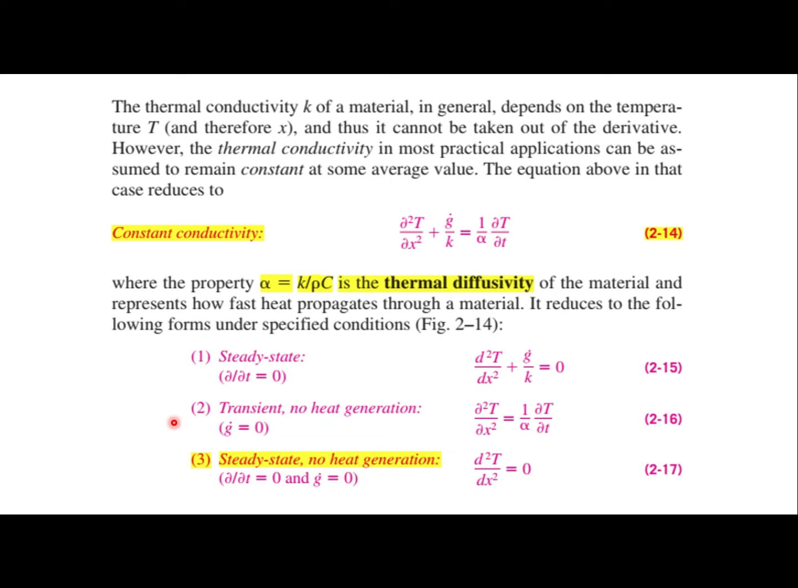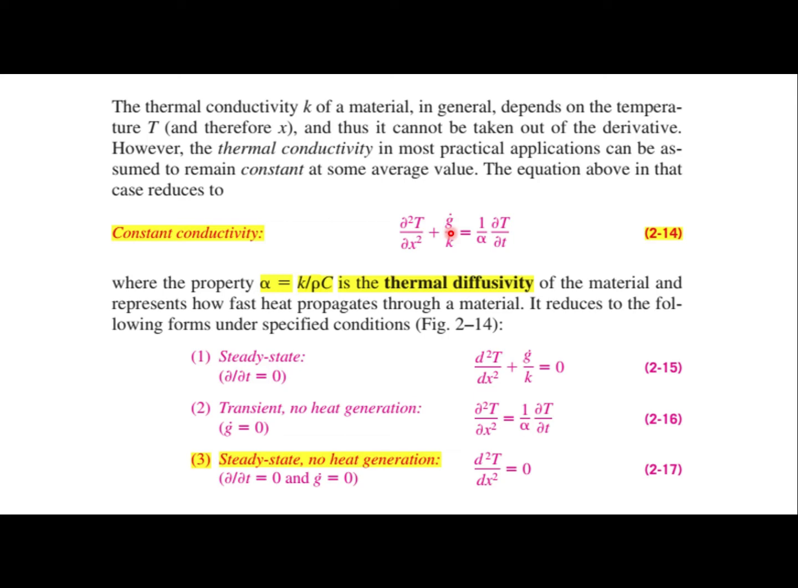If we say that the condition is transient, what does it mean? That the temperature is changing with respect to time, but there is no heat generation inside the element that we are considering. So G would be equal to 0 in this equation, and the whole equation becomes this, 2.16. And the third, the most important, is steady state with no heat generation. If the process is steady state, there is no change with respect to time, so this part would be equal to 0. And if there is no heat generation, this part would be equal to 0.